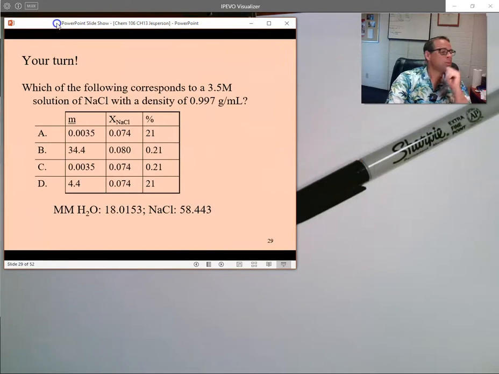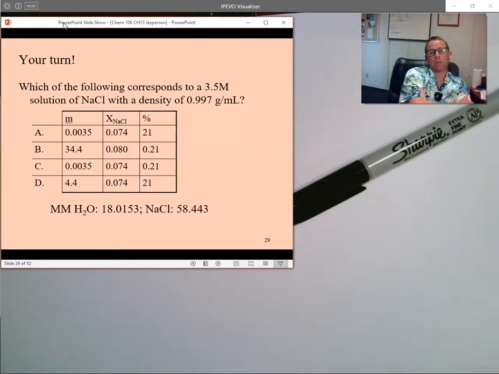All right, so last class we were talking about different ways of expressing concentration. And so we hopefully got to practice some of the homework problems where we were changing concentrations in terms of molarity, molality, mass percent, mole fraction.